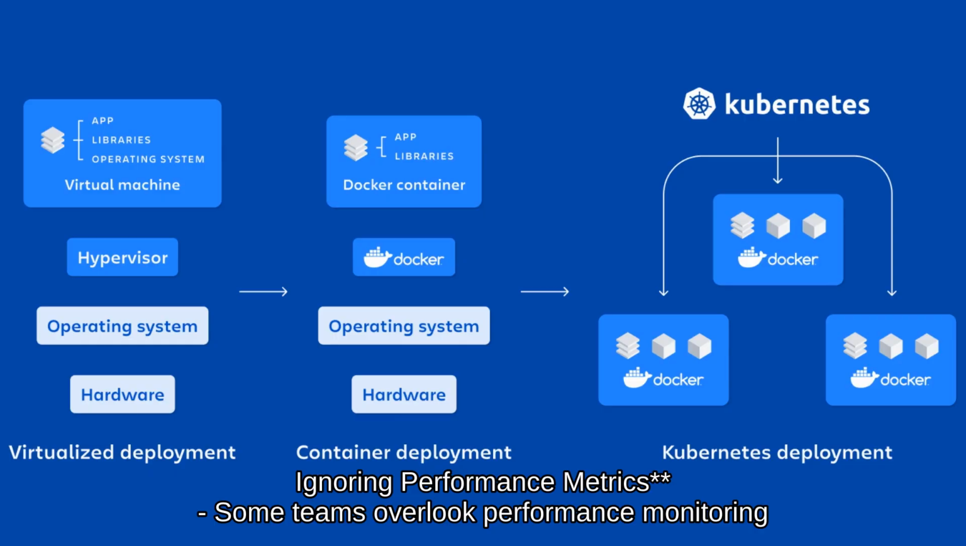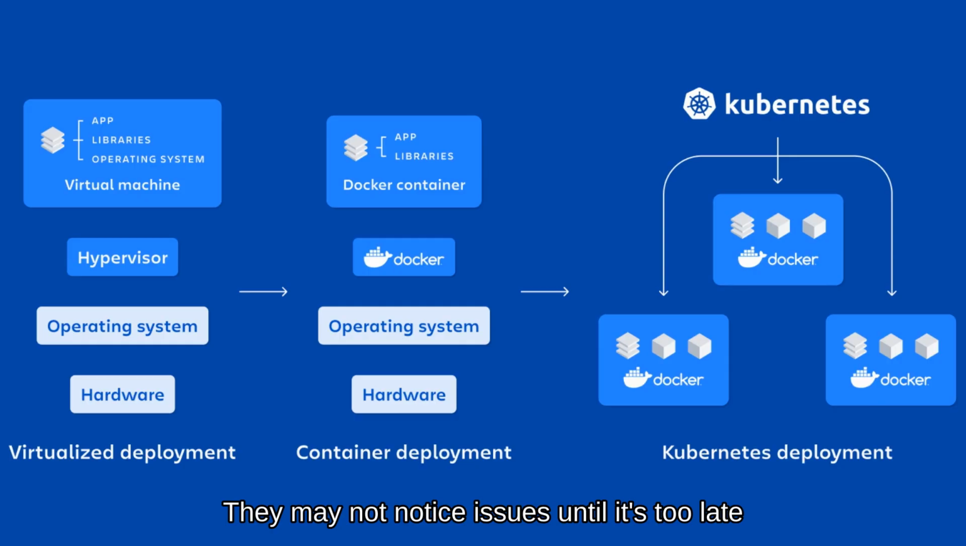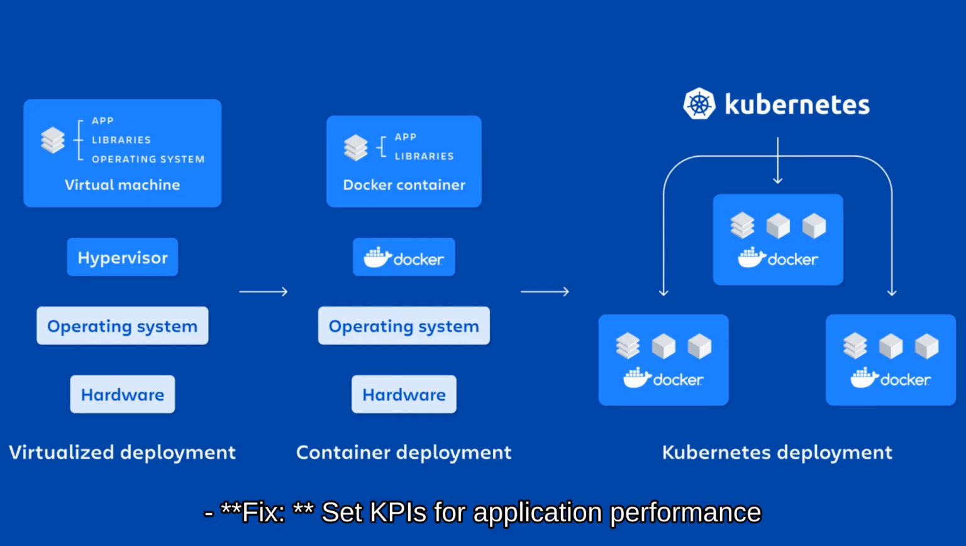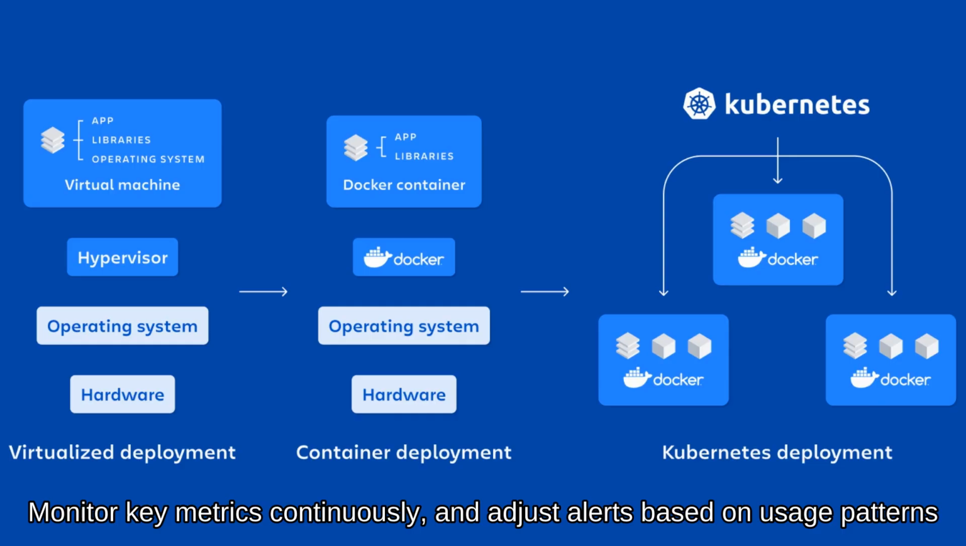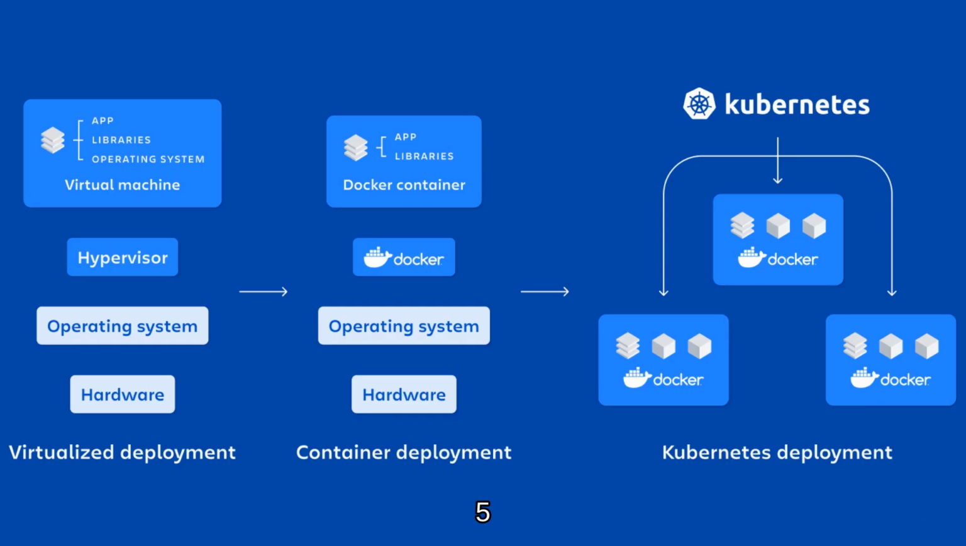4. Ignoring performance metrics. Some teams overlook performance monitoring. They may not notice issues until it's too late. Fix: set KPIs for application performance. Monitor key metrics continuously, and adjust alerts based on usage patterns.